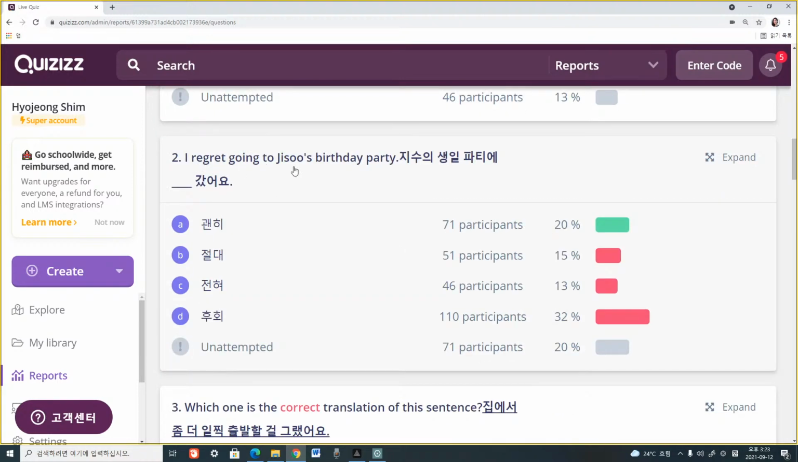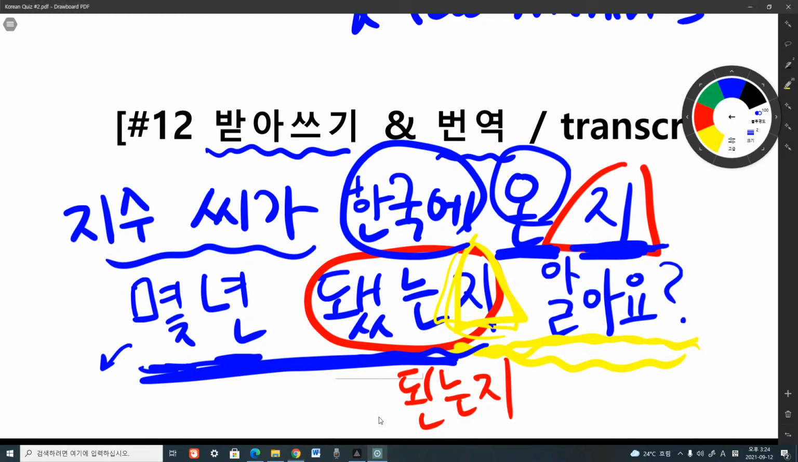So, I regret going to Jisoo's birthday party. 지수의 생일 파티에 the correct answer is 괜히 갔어요. So 후회, guys, was a trap. I know that many of you know this word 후회, a noun that means regret, but you cannot say 후회 갔어요. So 후회 is not the answer, but many of you chose it. The correct answer is 괜히 갔어요. Let's learn more about 괜히, the adverb 괜히.